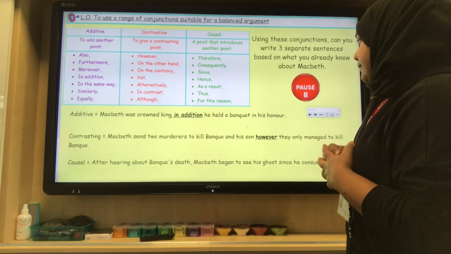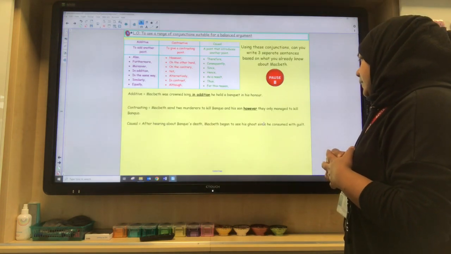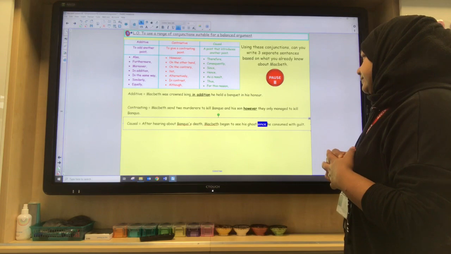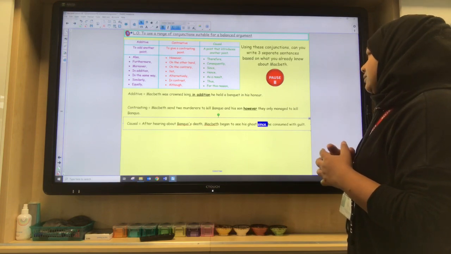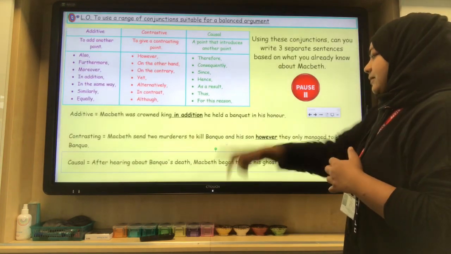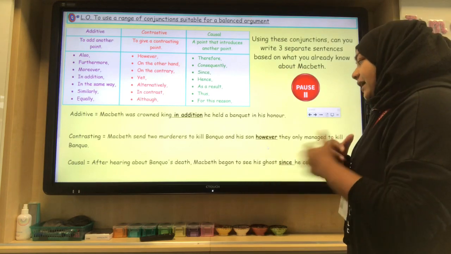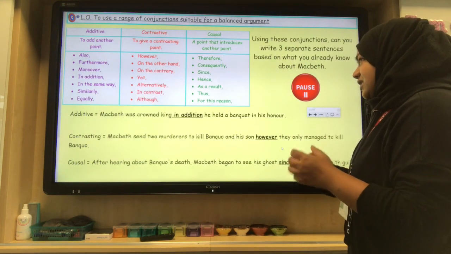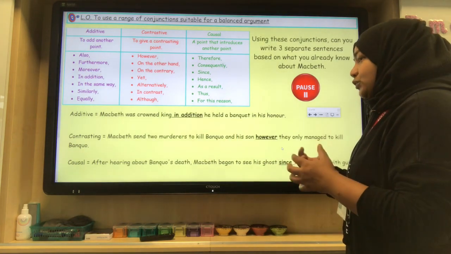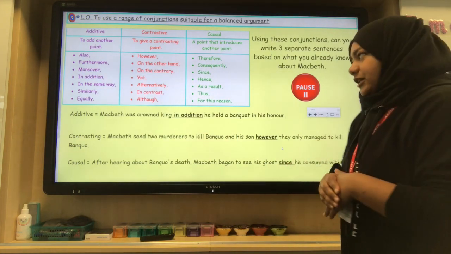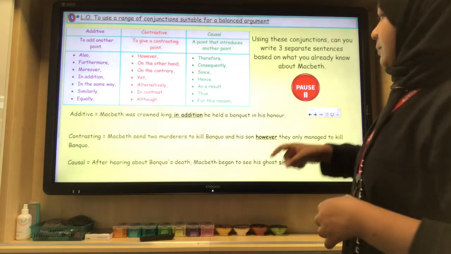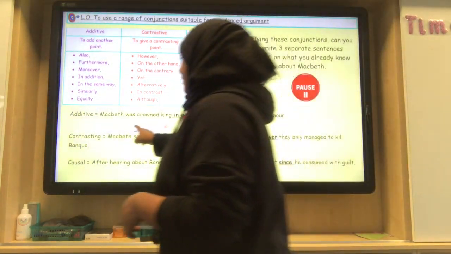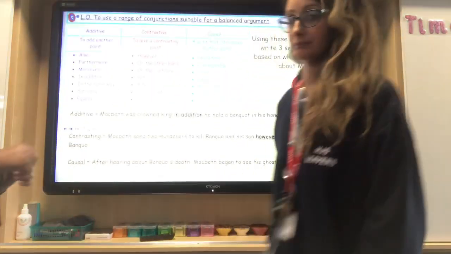Okay, and Miss Mia, what is the causal? Since. And that's telling you the cause of his guilt, because after hearing about Banquo's death, a really good friend, Macbeth began to see his ghost. Well, what was the cause of it? Sorry, he was consumed with guilt. So those are 3 separate examples there. Thank you, Mrs. Gale, for typing. No worries. Okay, so hopefully that gives you a good indication as well.